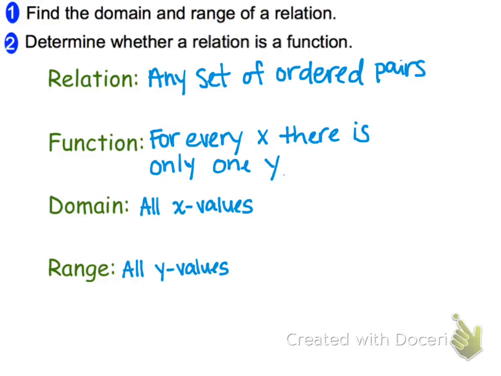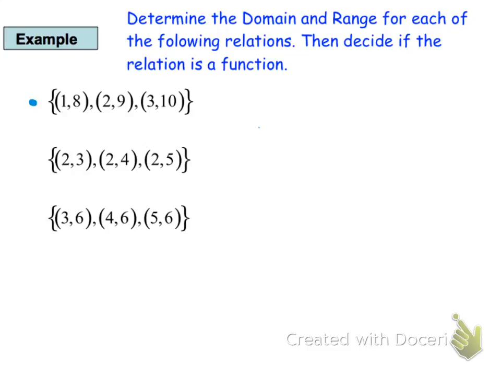So let's take a look at some examples. Here's our first set of examples. Now for each of these, we're going to find the domain and range and then decide if the relation is a function. So you can see here I've listed 3 relations. We're going to find the domain and range for each and then decide if they're functions.